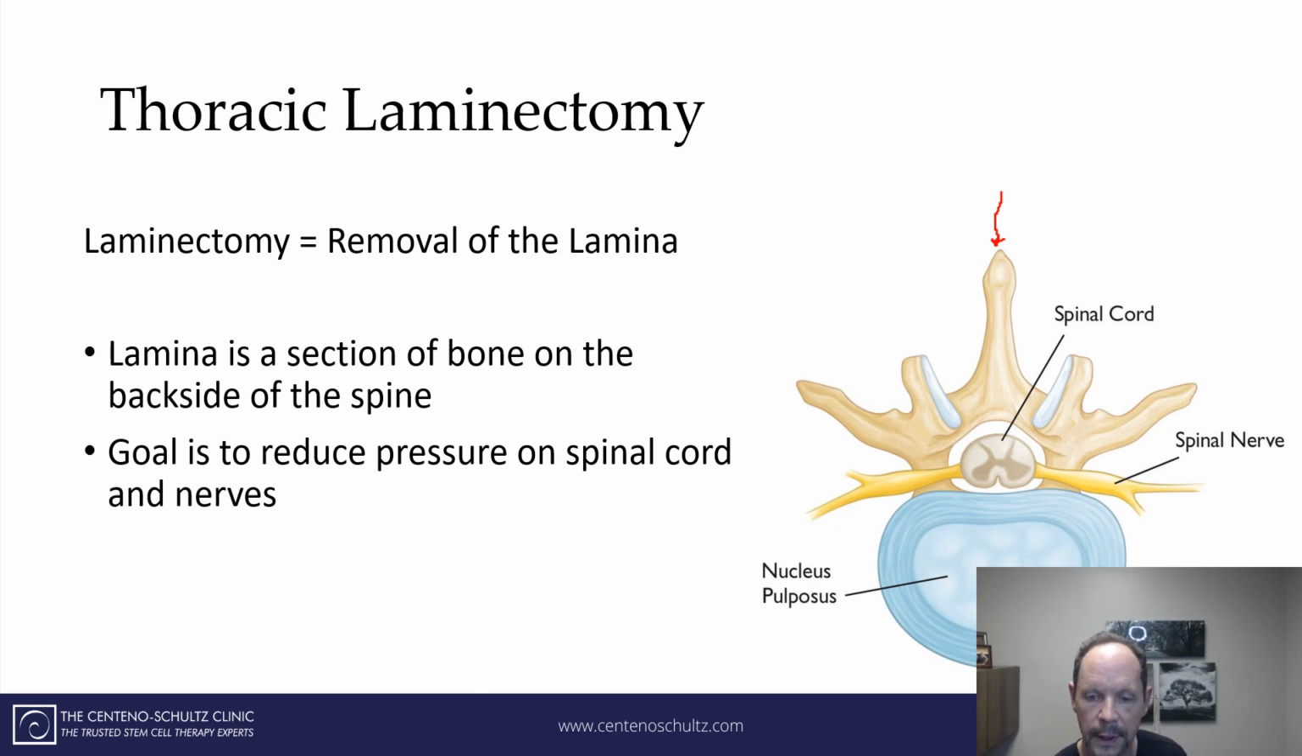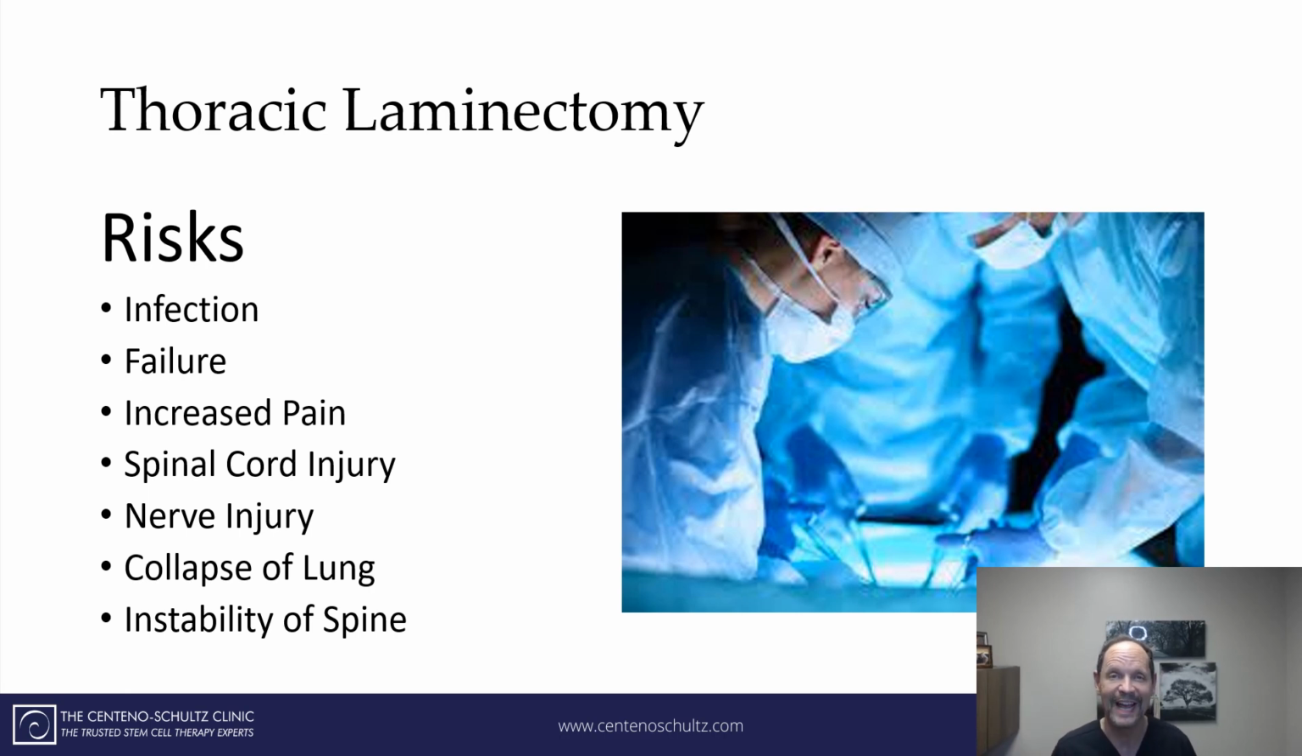And if you have a disc injury, it can compress the spinal cord. And the spinal cord and the nerves do not like to get compressed. So what they do is they basically cut a portion of this lamina out so as to decompress, basically give the disc and the spinal canal some additional space. Well, there are also some risks associated with the thoracic laminectomy, and they include infection, failure, there's no guarantee it's going to work, increased pain, spinal cord injury, nerve injury, and because we're working in the thoracic spine, you can actually injure a lung, and in some cases it's punctured, otherwise known as a pneumothorax. And by cutting away bone, you also create some instability in the thoracic spine.